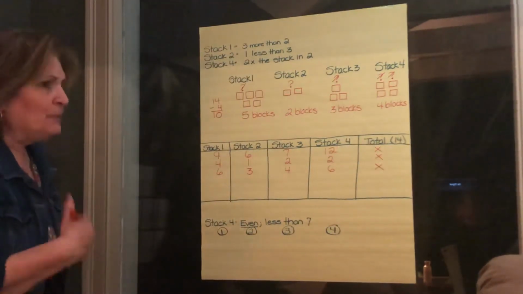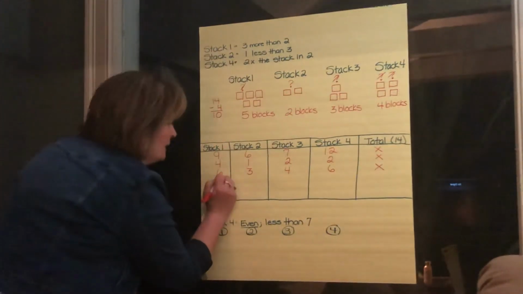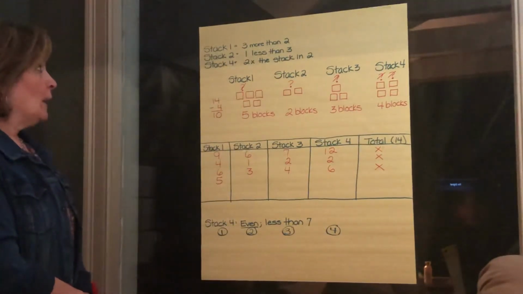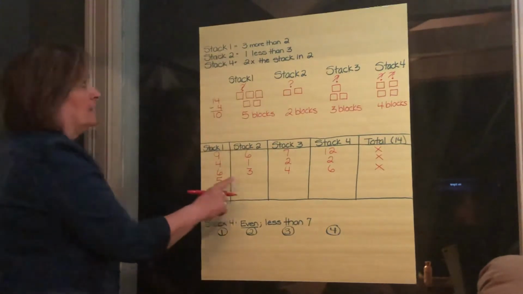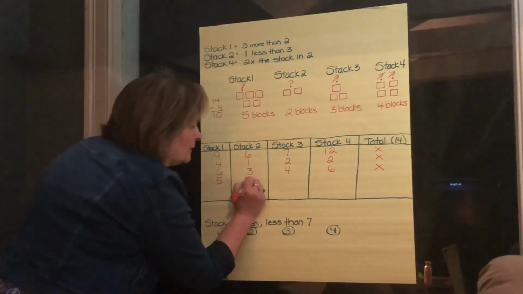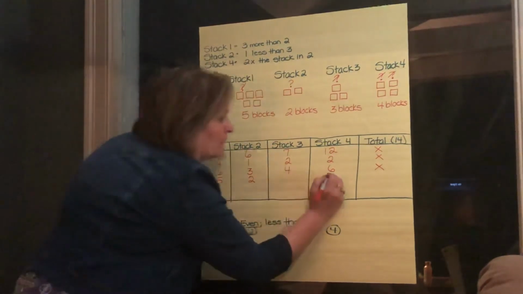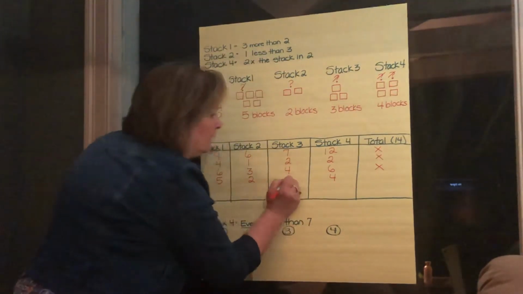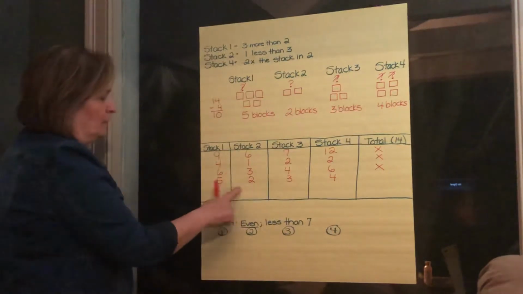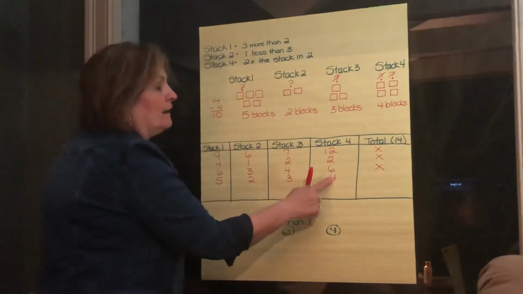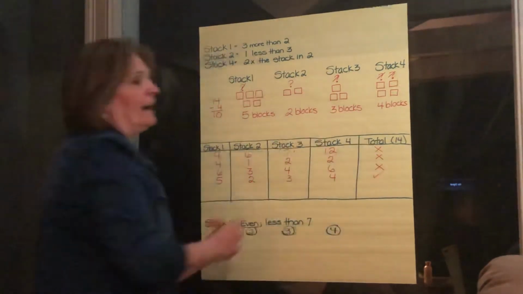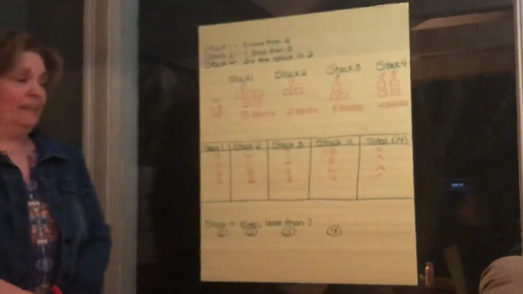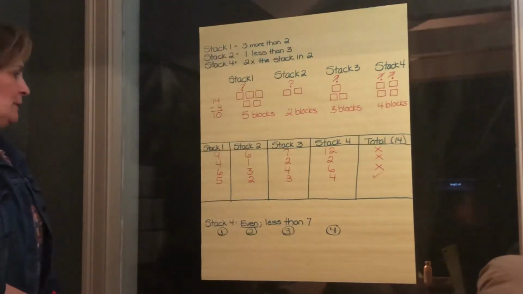So let's step it down a little bit, because that was 19. Let's do 5 for stack 1. If stack 1 is 5, then stack 2 is 2, and that would make this 4 because it's double, and this 3. And so if we count that up, here's 7 plus 3 is 10, 14. We have our answer. So that was the guess and check method that some of you used.